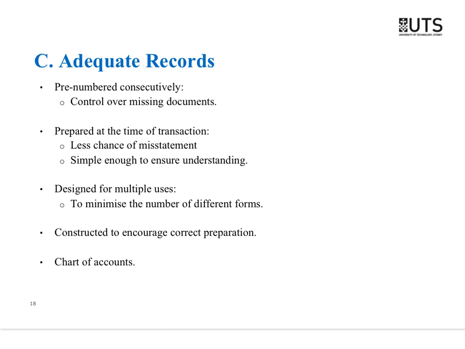We need to also make sure we have adequate records. That could include things like pre-numbering documents. That's why everybody has a unique student ID, so we don't get anybody mixed up. We want documents to be prepared at the time of transaction so that we don't forget, and designed in a way to encourage correct participation.